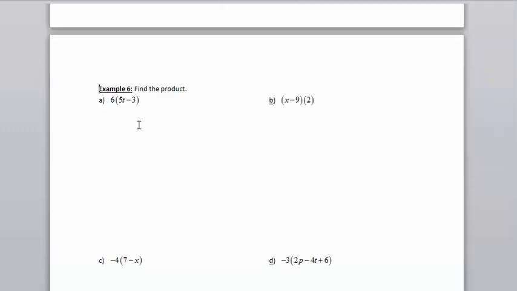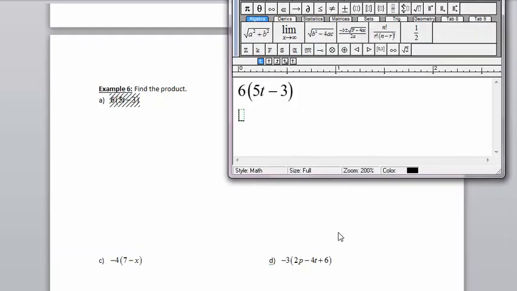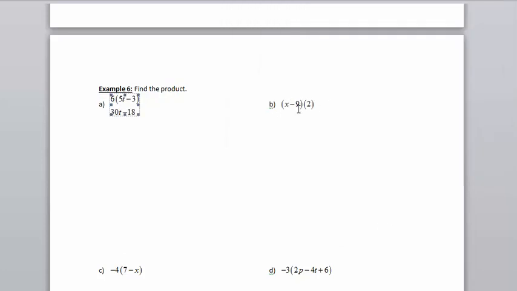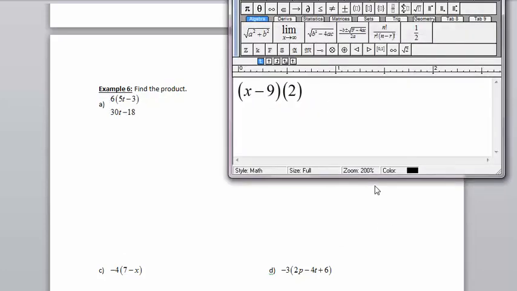Example 6 is going to have us using the distributive law a few more times. The distributive law will apply to 6 times 5t minus 3. 6 times 5 is 30t, minus 6 times 3 is 18. The distributive law works both on the left and on the right. If the number that I need to multiply by is on the right of the parentheses, I will still distribute it into both parts of the inside. 2 times x is 2x, and 2 times negative 9 is negative 18.